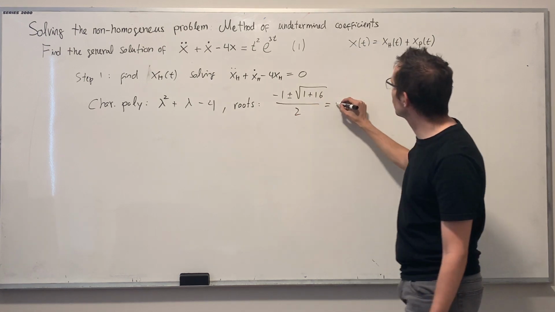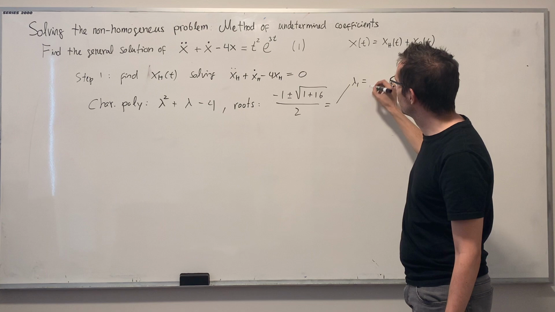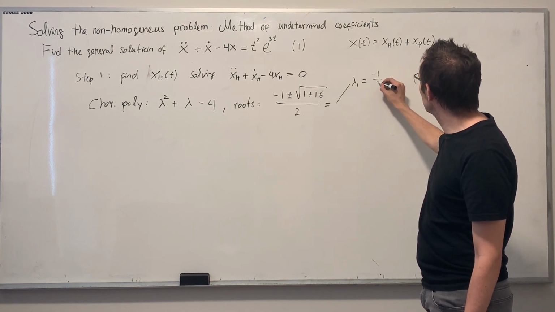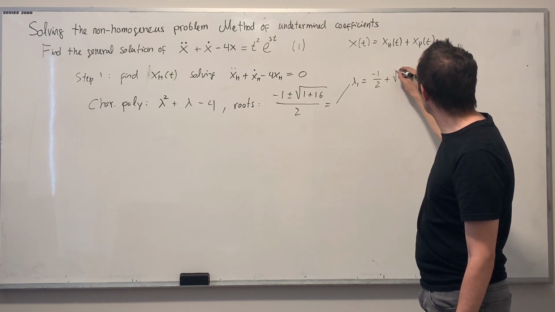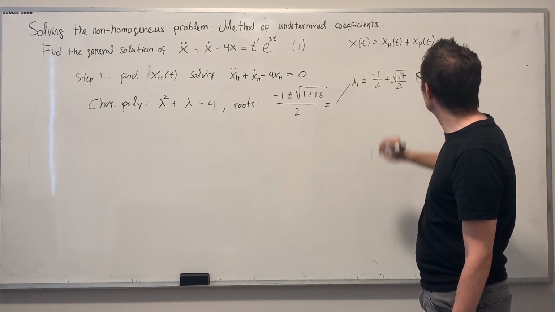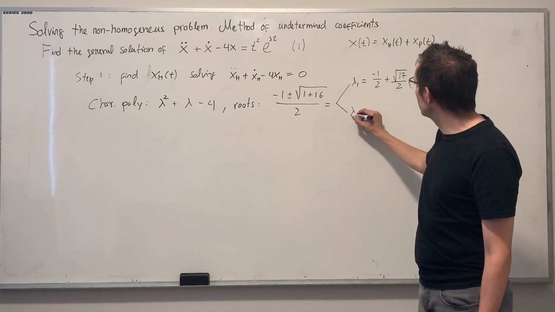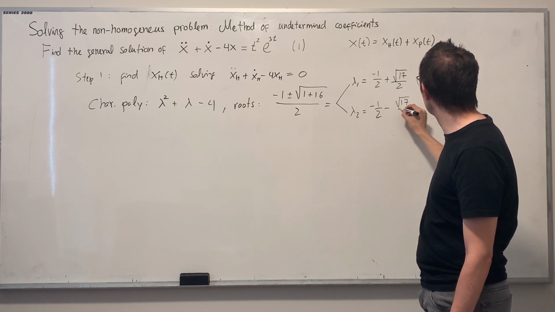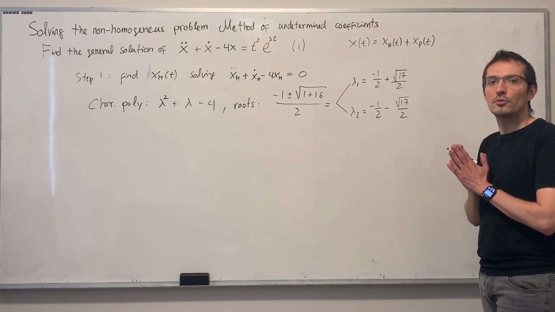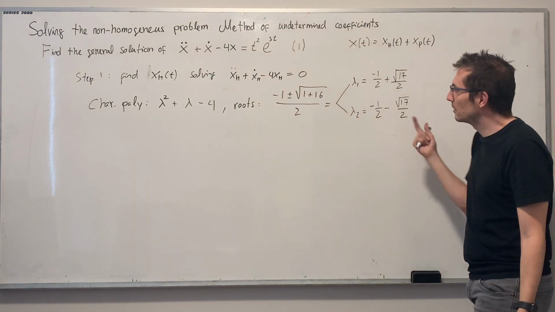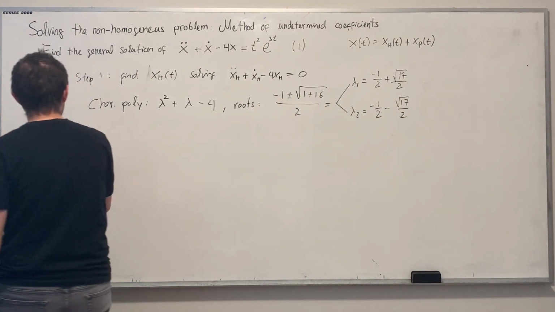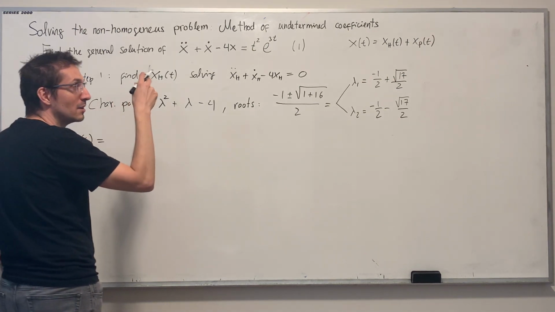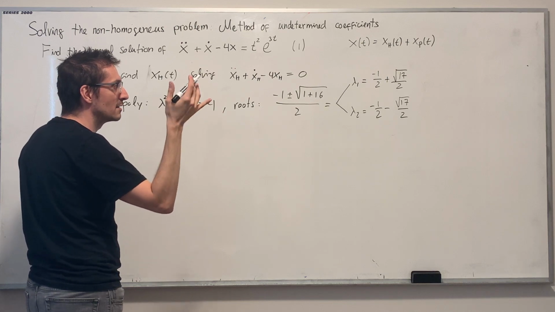All right, so we get two real roots. We get lambda 1, the first eigenvalue, it's minus 1 over 2 plus root of 17 divided by 2. And the second one, lambda 2, is minus 1 over 2 minus root of 17 divided by 2. So, two simple real roots, then we know the solution to the homogeneous problem is going to be a combination of two exponentials, one per eigenvalue, e to the lambda 1 t and e to the lambda 2 t.